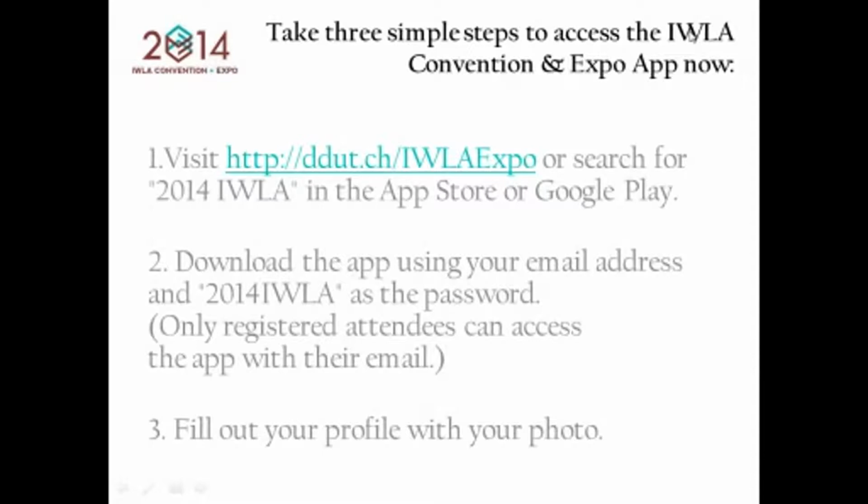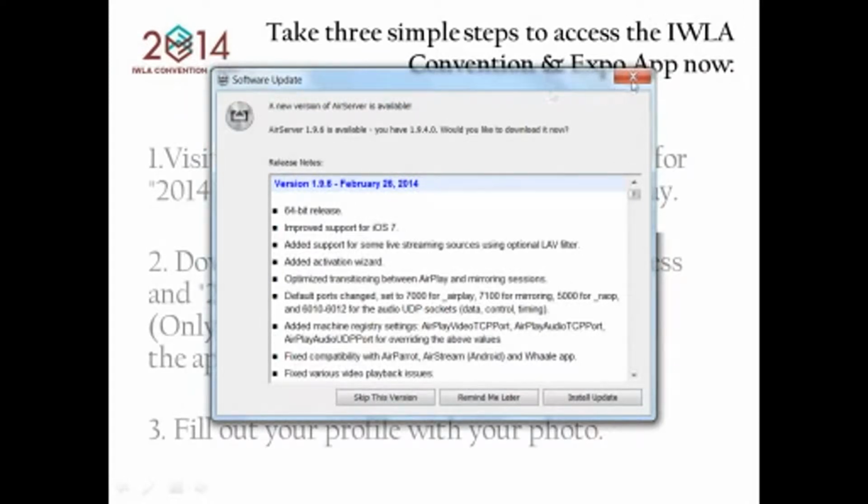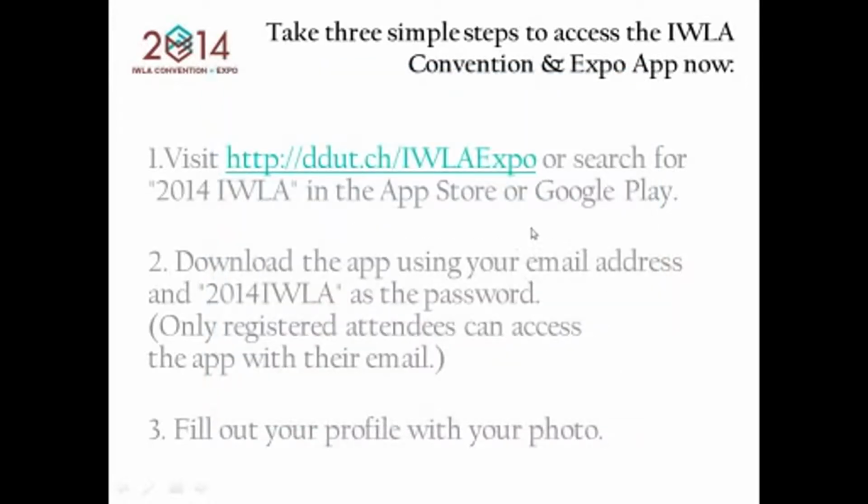Anyone can download the app, but to access it, you have to be an attendee or an exhibitor that's attending the convention. This isn't open to everyone. You use your email address and you use the password 2014 IWLA in caps, one word, as the password, and fill out your profile with your photo, and that's kind of how you begin.